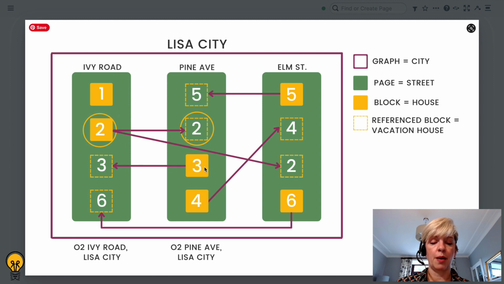We've put House 3 from Pine Avenue on Ivy Road. We've put House 5 from Elm Street on Pine Avenue. We've put House 2 from Ivy Road onto Pine Avenue, which means we've changed the address. We've got two addresses here. One is 2 Ivy Road, Lisa City. That's the original block. And the second address is a reference block, but it creates a whole new address. So we've got 2 Pine Avenue, Lisa City.